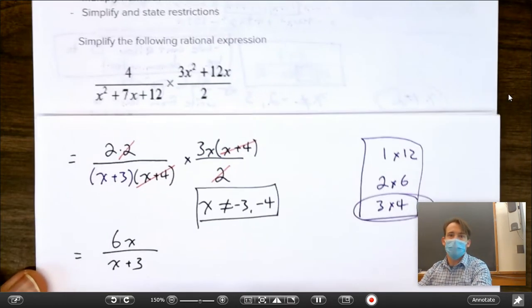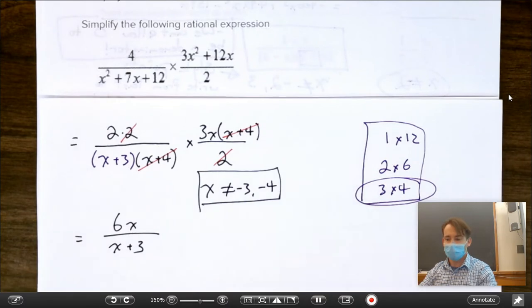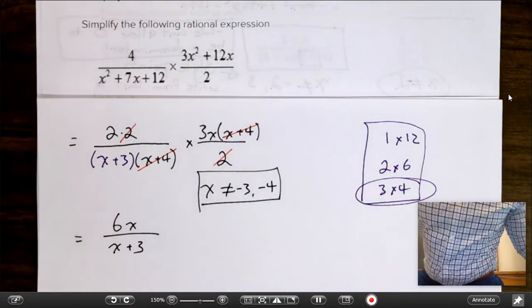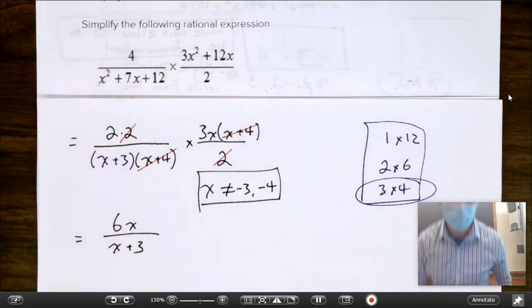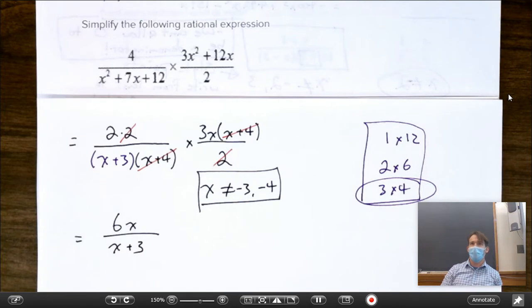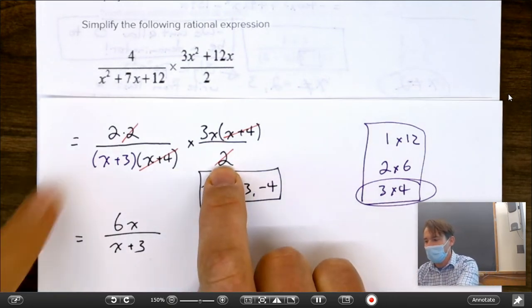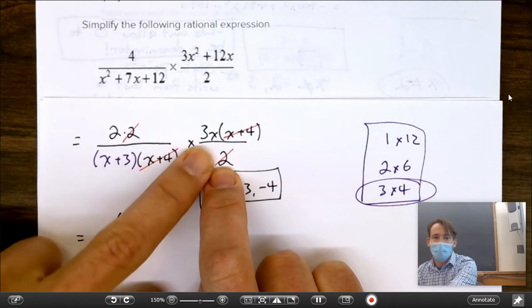Now, I feel like a lot of us wouldn't have written 2 times 2. You wouldn't have factored 4 into 2 times 2? What if the number's 5? Then it would be 5, because 5 is prime. If it were 5, the 2 wouldn't cancel on the bottom, and you'd still have 5 there. And you would have 15x over 2.